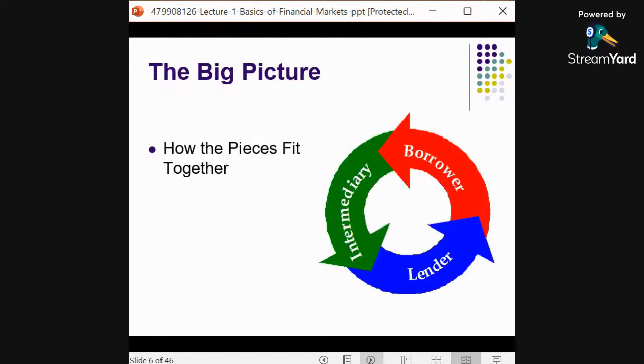So this is the big picture in terms of a financial market. We have what we call the lender, the borrower, and the intermediary. So si lender, magbibigay siya or makakapagpahiram siya ng pera doon kay borrower by the means of intermediaries. That's also the same with the borrower, intermediary, and lender, di ba? Si borrower, he or she will seek money from the intermediary and the lender will give the said money to the borrower by the means of the intermediary.